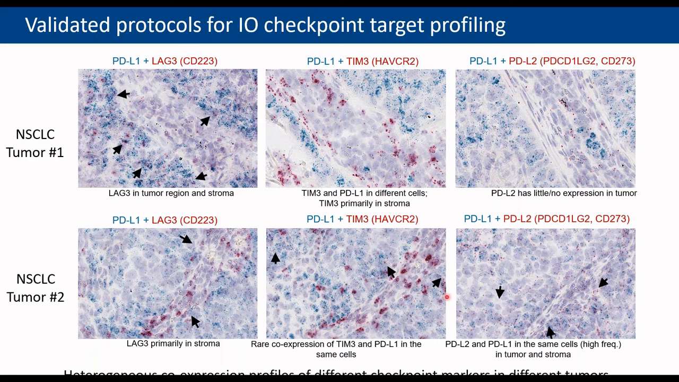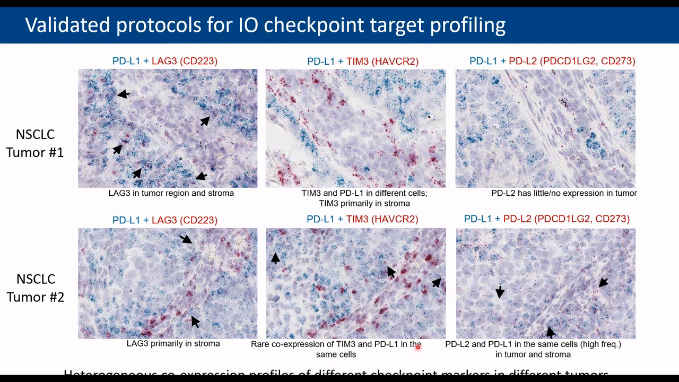For example, LAG3 is showing expression in both tumor and stroma in first tumor. However, it is only expressed in stroma in the second tumor. And similarly, there are differences in the expression pattern of PDL1, TIM3, and PDL2 between these two tumors.